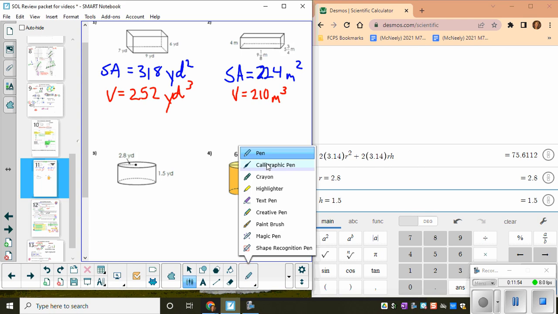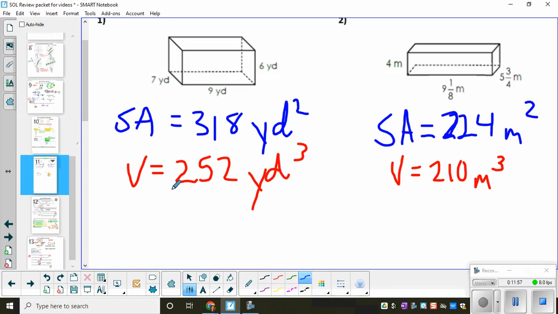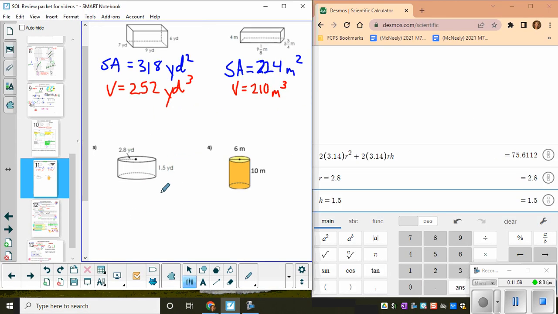So the surface area, let me go back to this one in blue. All right, so the surface area for this one is about a 76, okay, about 76. And since it's surface area, we're back to square yards, okay?